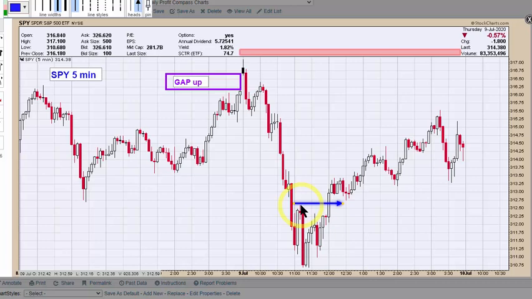You weren't guessing. You weren't nervous. You weren't taking profits up here because you thought it was going to reverse. You stayed in the trade as long as you could until the market took you out. I hope you got that. So on the downside, you're setting stops at swing highs and staying with it as long as you can. Okay, let's go on to another example.